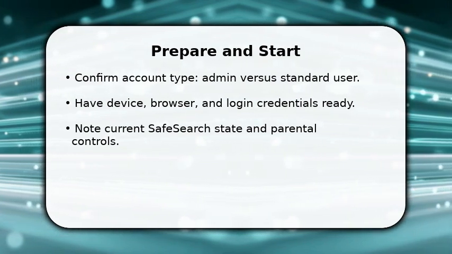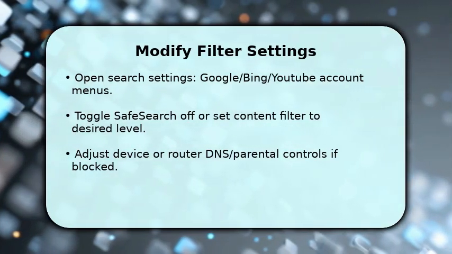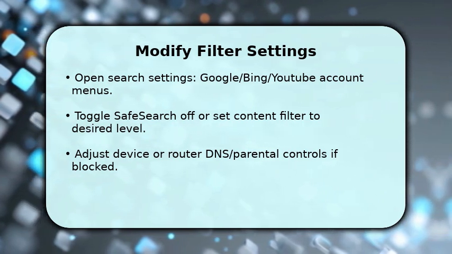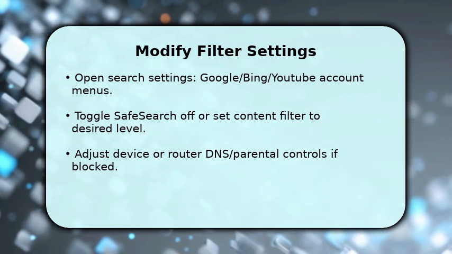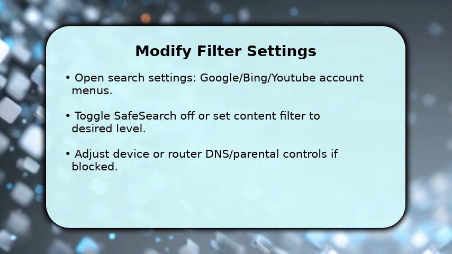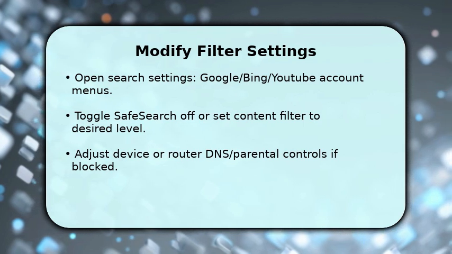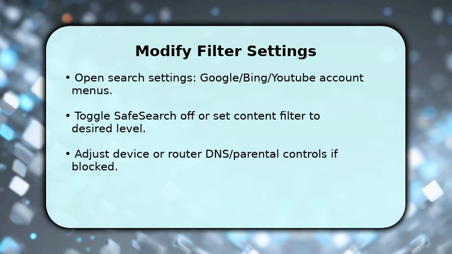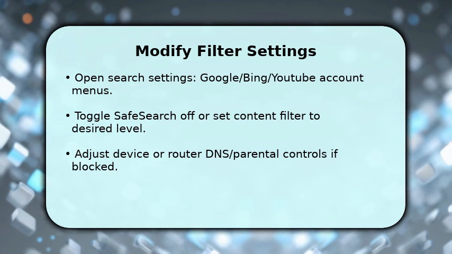Next, navigate to the specific search engine or app settings and locate the Safe Search or Content Filter option. For example, Google Search Settings or YouTube Restricted Mode. You toggle Safe Search off or pick a lower restriction level. If the option is gray or enforced, check the account family or school settings and then modify those controls. Also, inspect router-level DNS or third-party parental control apps. Once you change them, force close and reopen the browser.